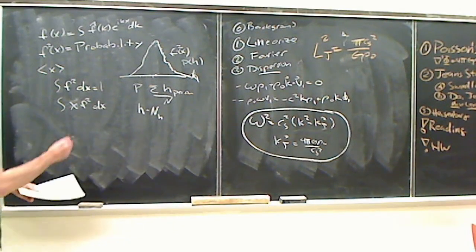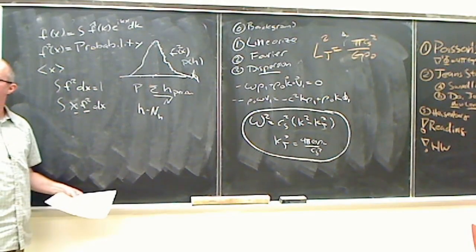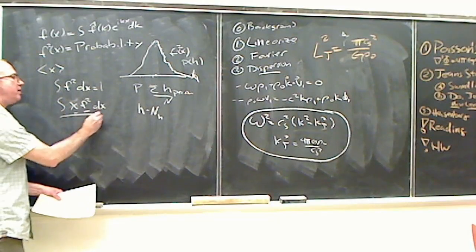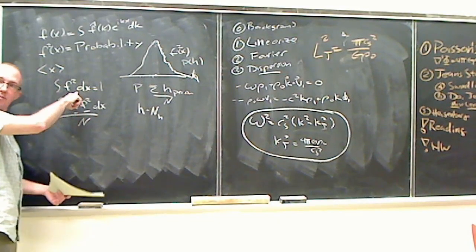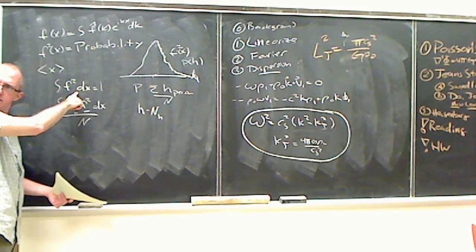This is the same thing. It's just x times the probability that I have that x, and then we add that all up. And now you don't have to divide by the number. We took care of that by making sure that f squared adds up to 1. Does that all make sense?